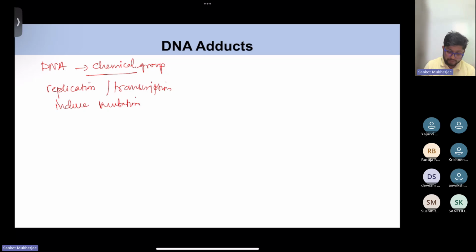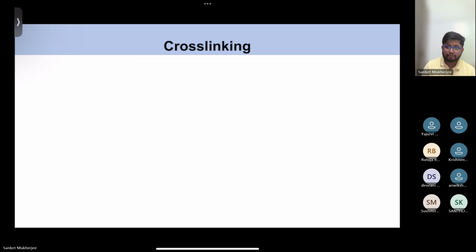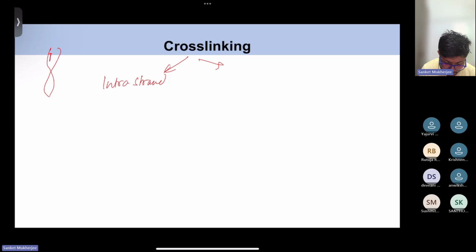Then we have cross-linking. What happens in cross-linking? We already said it could be of two types, either intra-strand, where within the same strand there is cross-linking. That kind of cross-linking is called intra-strand. It could be inter-strand, where two different bases cross-link. That is inter-strand. They also have cytotoxic effects, so can cause cell death, right?